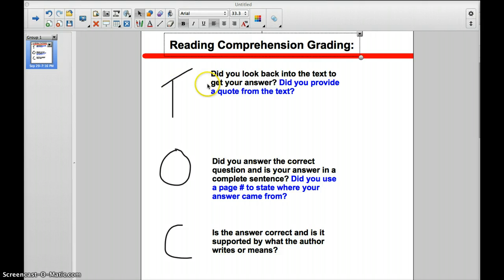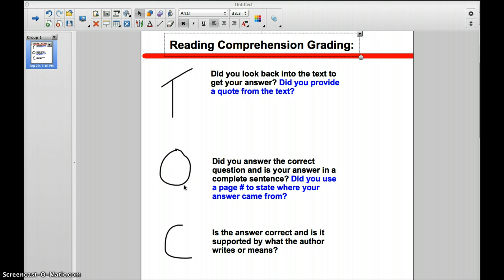I ask myself, did you look back into the text to get your answer? I also am now starting to ask, did you provide a quote from the text? Those are the things that I'm looking for and I'm grading, and you can look at your rubric. They're both on the rubric, but I am looking for these things, and you'll get full credit if you do both. Look back in the text to get your answer and then provide a quote from the text.